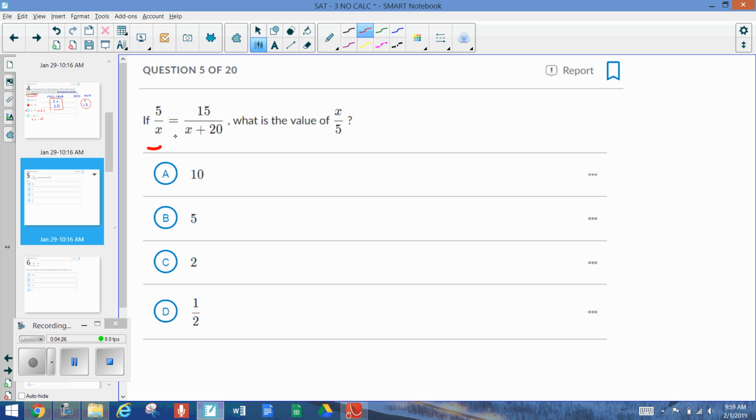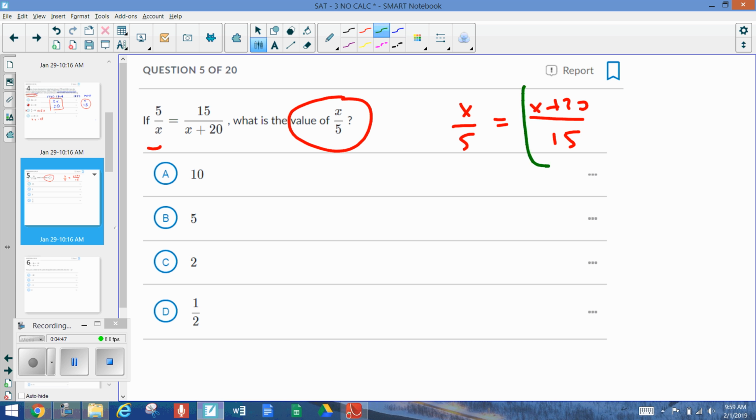Let me flip this portion in order to find what x over 5 is. When I flip on the left-hand side, I'll flip everything. X over 5 is equal to, tell me, x plus 20 over 15. What is x over 5? X over 5 is equal to this. This is the answer, right? But we don't have it, so it's forcing me to find x. When I find x here, I'll be able to get the right answer.